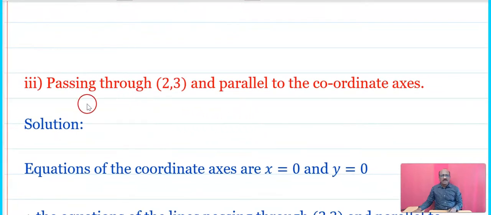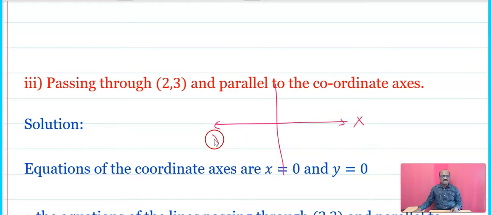Next, find the combined equation of the lines passing through the point (2, 3) and parallel to the coordinate axis. Okay, now what is here? Suppose that this is the coordinate system. This is the x-axis and here is the y-axis. This is the point (2, 3). The line passes through this point.